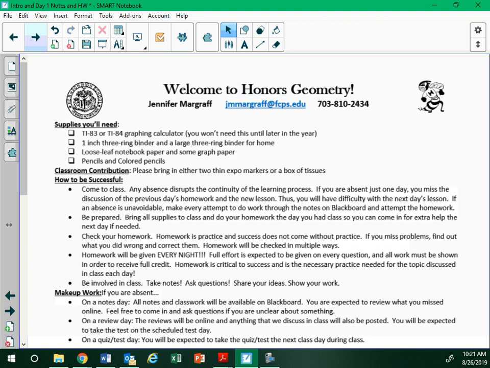So I ask that each person brings in either 2 thin expo markers, because we do a lot of whiteboard practice in here, or a box of tissues. Right now we have 1.5 boxes of tissues, and that's what I had left over from last year. It's not going to get us through the whole year this year. So either one of those things, if you bring that in for classroom contribution, I would greatly appreciate it. All right, questions on supplies, how things go with that.